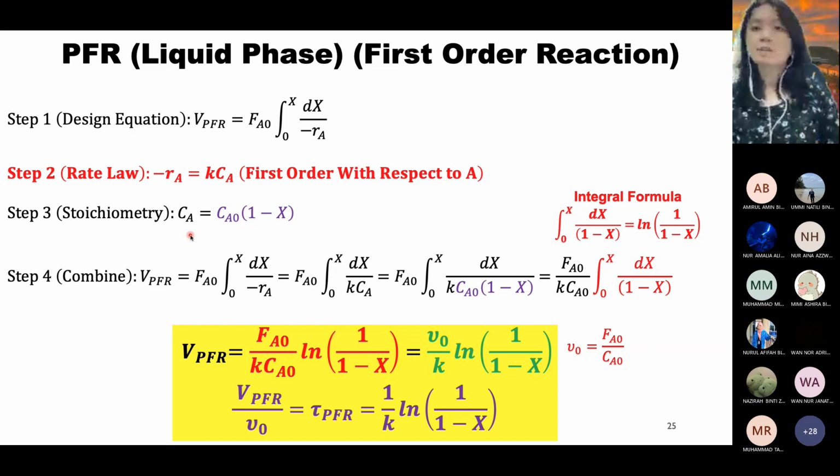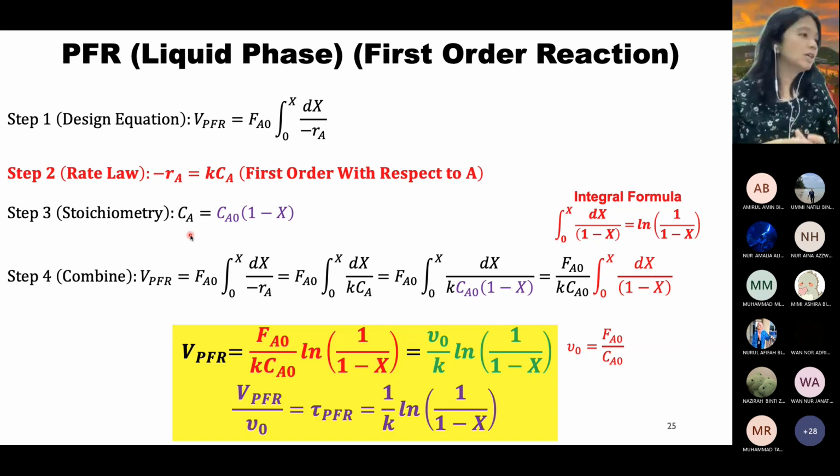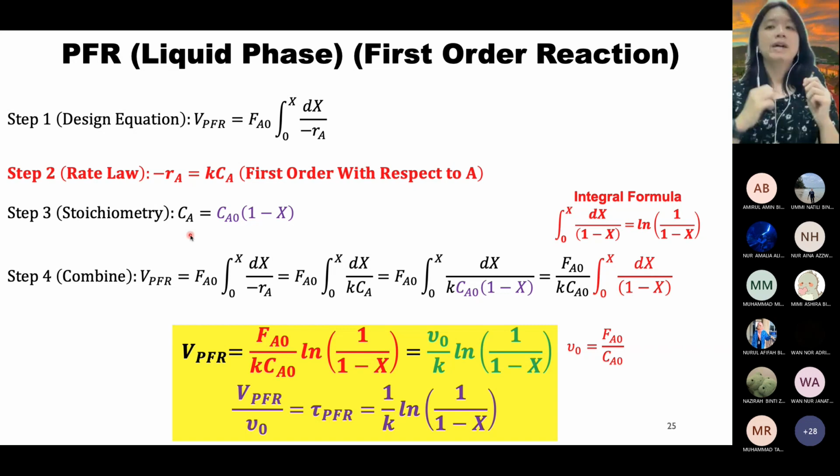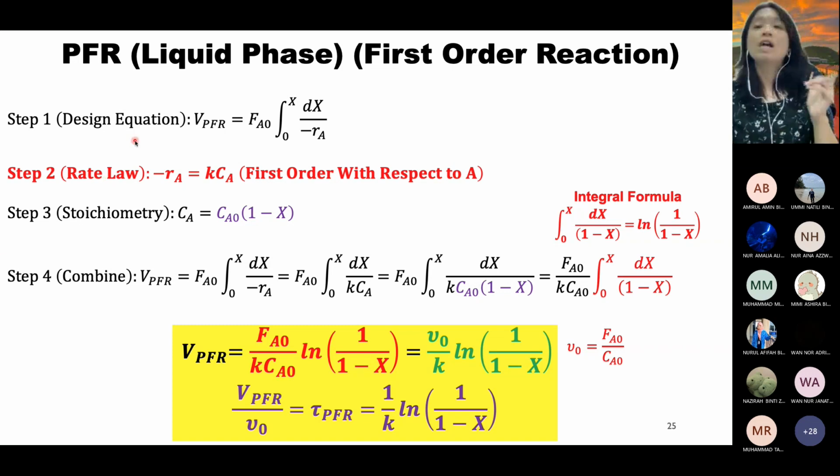Batch dengan CSTR sudah explain. So daripada equation tu kamu kena tahu macam mana kamu nak terbitkan dia, bila dia ada pressure drop, ada temperature drop, so on and so forth. Right? Okay, now we combine 1, 2 and 3.